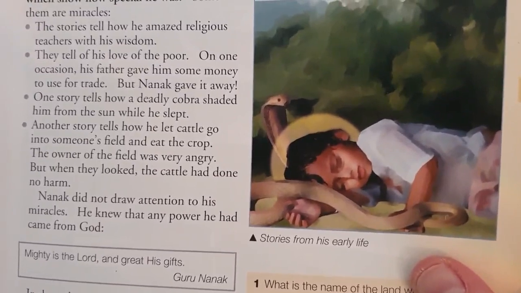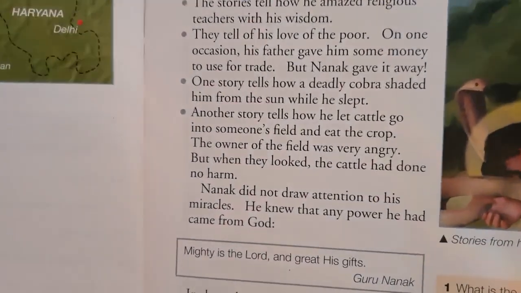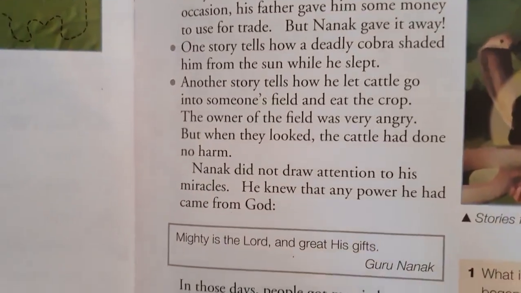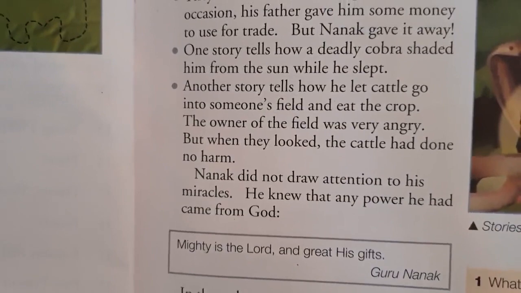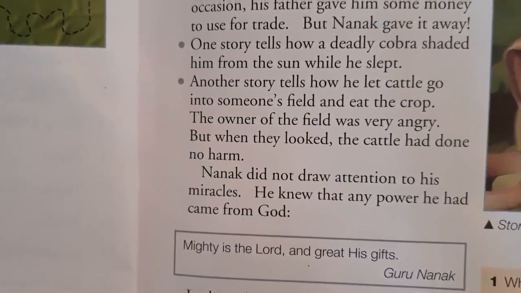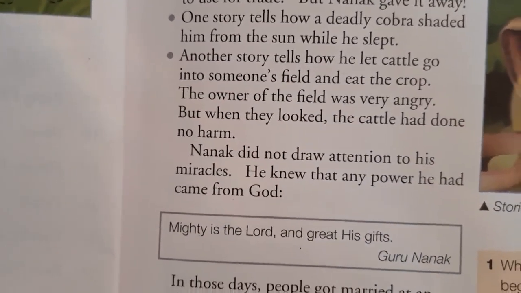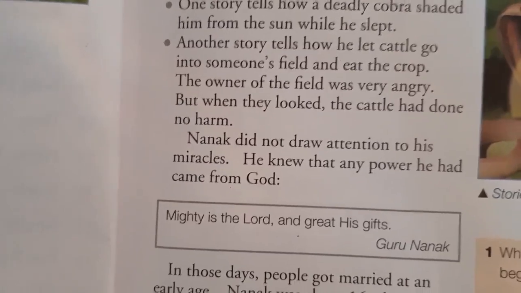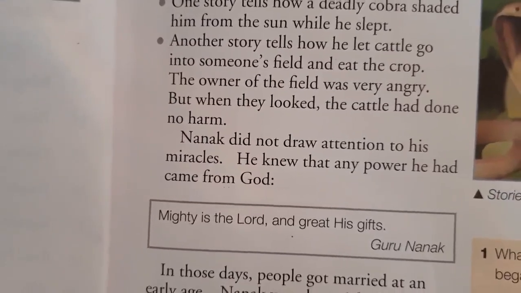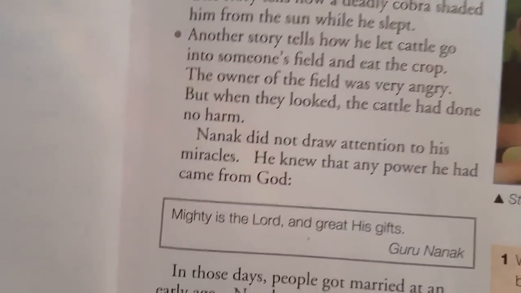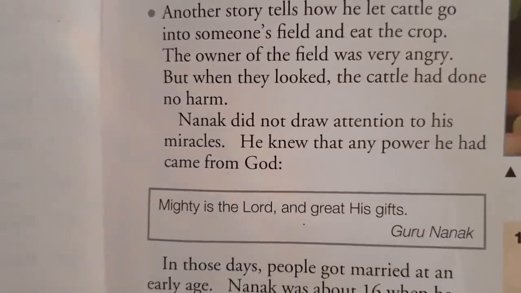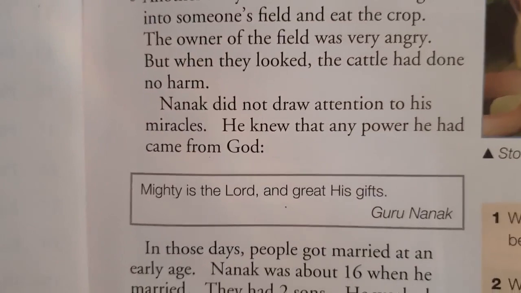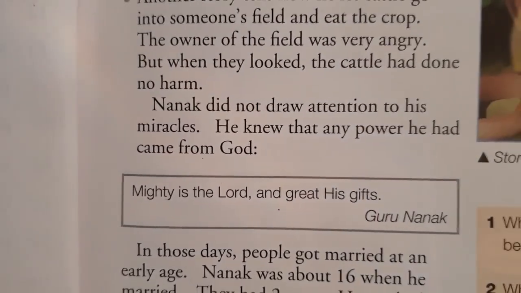Sun's on him and a cobra's looking after him by shading him. That's a miracle, because they probably usually bite you. Another story tells how he let cattle go into someone's field and eat the crops. The owner of the field was very angry, but when they looked again, the cattle had done no harm. So that was one of the miracles. Apparently they came and got the master of the field, and he came and looked, and all the crops were back to normal again. So it's a miracle.